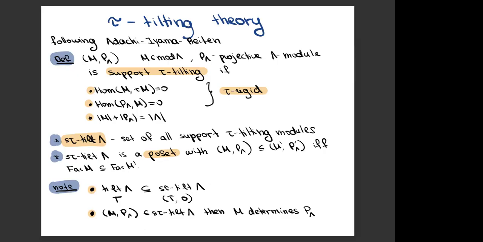And then lastly, if I have a support tau tilting pair M and P lambda, then actually M determines P lambda, as we observed before, because P lambda is somehow the projectives at all the vertices where the module M is not supported. So sometimes I will omit the P lambda and sometimes I won't. I try to always do pairs, but sometimes for notation I just write M instead of M comma P lambda. But you're not missing any information here.